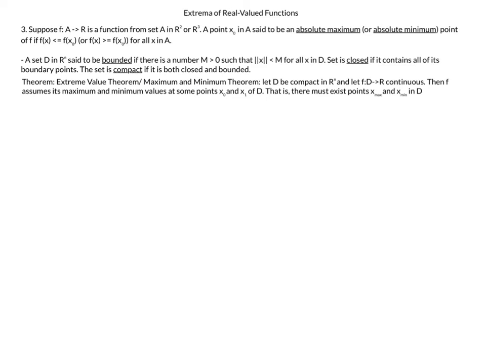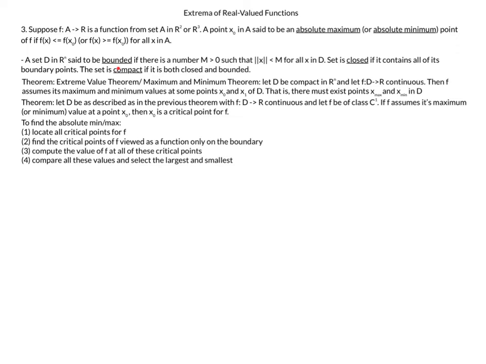There are times when you take the gradient, you set it equal to 0, that you will miss points. I will show you an example of that. And generally what you do if you're missing points is you look on the boundary, and you will see that example soon. So what this theorem tells you is you'll definitely be able to find a max and a minimum.